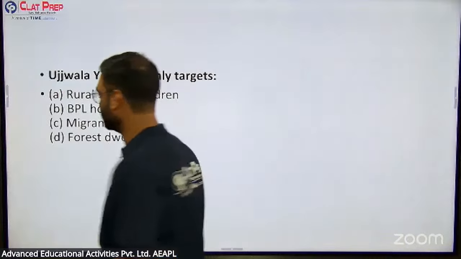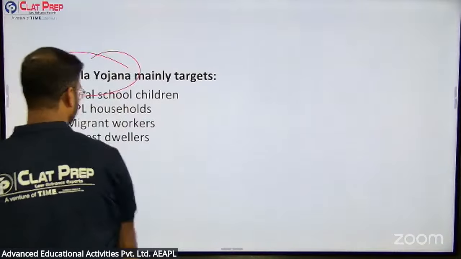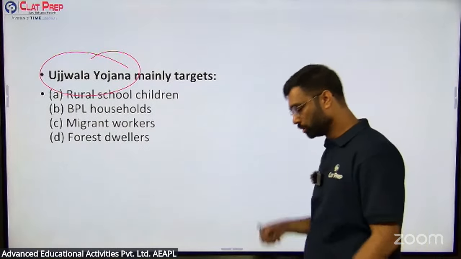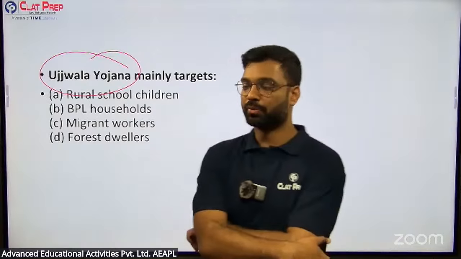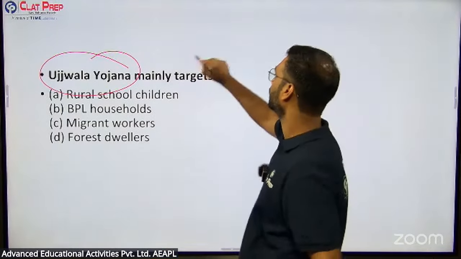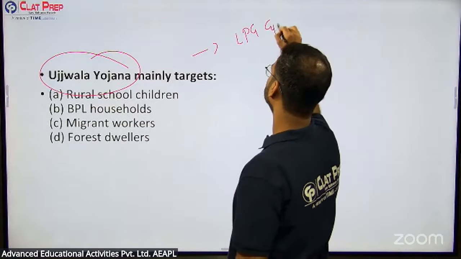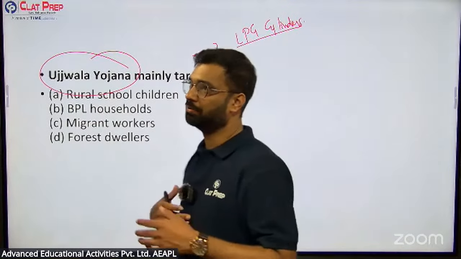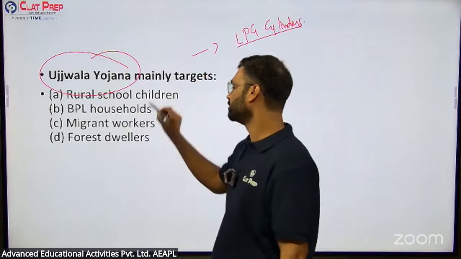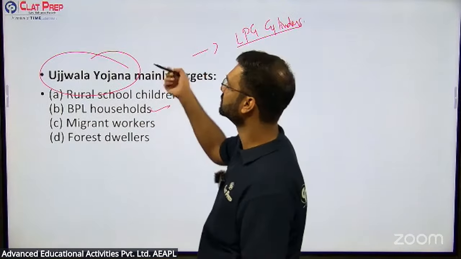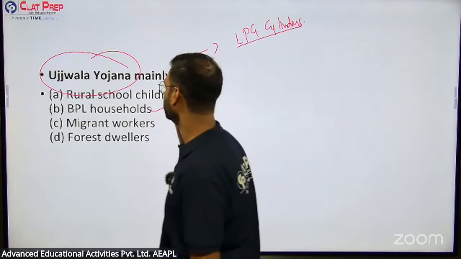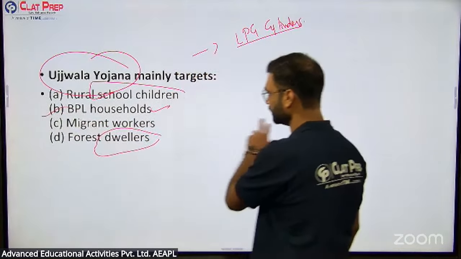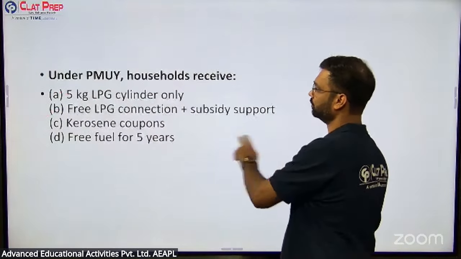Okay, next question is based on Pradhan Mantri Ujjwala Yojana. Now, I'll tell you the background. Ujjwala Yojana, the idea is to provide free cylinders to rural households or to BPL households. The objective is that the government will provide LPG cylinders so that the women in the BPL households can shift to a cleaner fuel for cooking. So the answer for this question is BPL household. Cylinders shall not be given to rural school children, neither to forest dwellers. So the answer is BPL household. They are the eligible beneficiaries under the Ujjwala scheme.